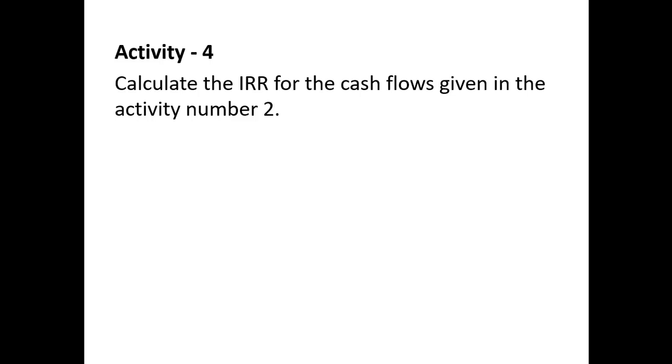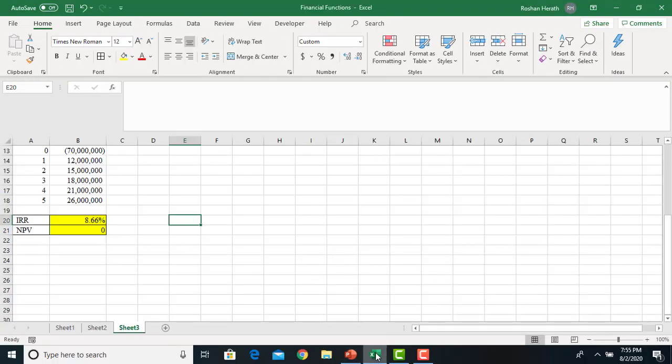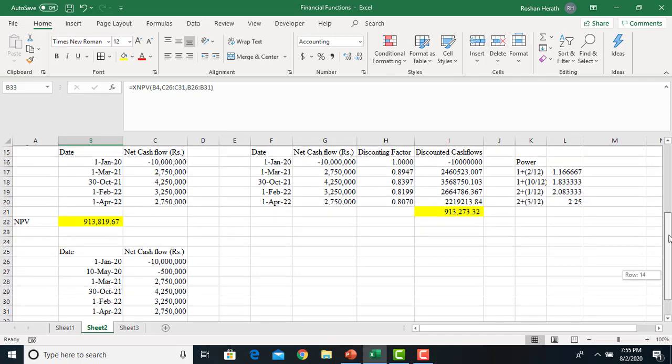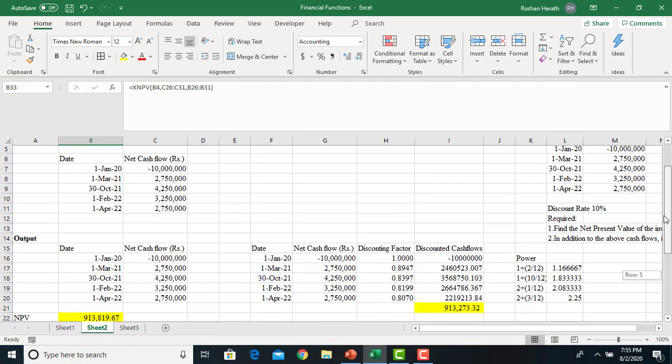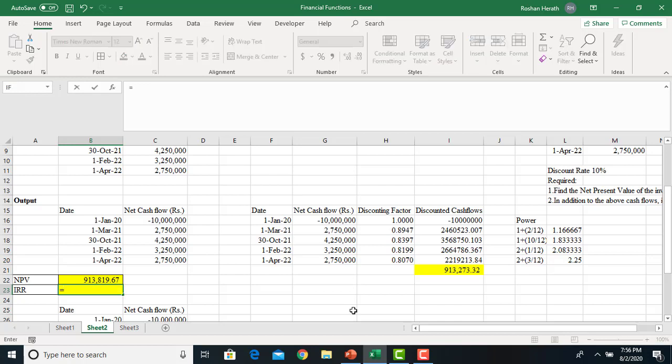Calculate the IRR for the cash flows given in Activity 2. So relating to Activity 2, we may go and work out the IRR. So here we have the question, the Activity 2 scenario. Then here I would identify the IRR. So how can you get that? That should be in fact the XIRR, because the irregular cash flows are there in the given investment appraisal. So you would take XIRR.